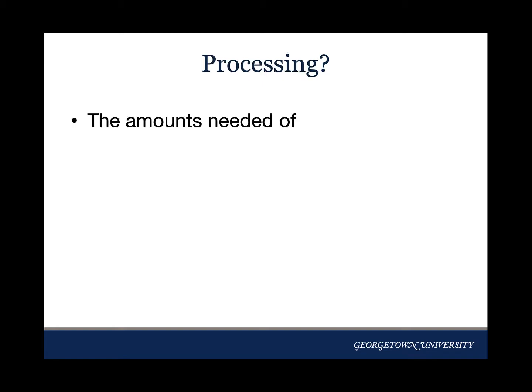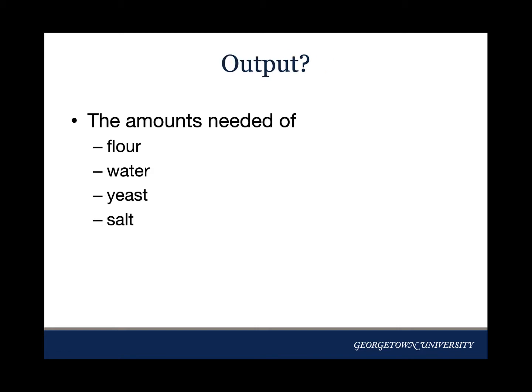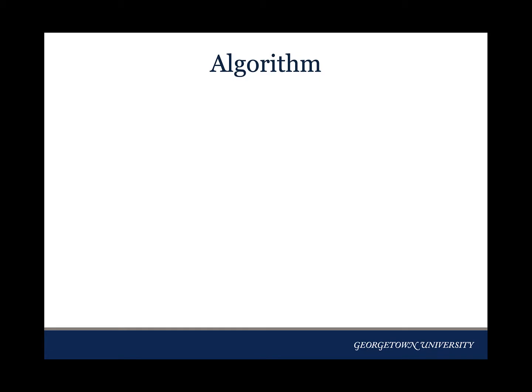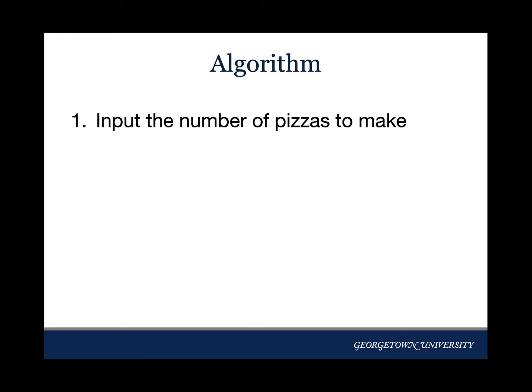And then what is the processing? Well, we have to figure out from the number of pizzas how much flour we need, how much water we need, how much yeast we need, and how much salt we need. And once we've determined those quantities, that's our output. What's an algorithm for calculating the ingredients we need for some number of pizzas?